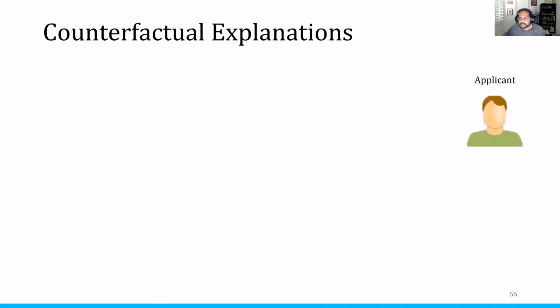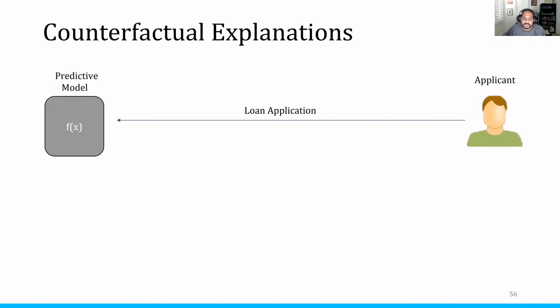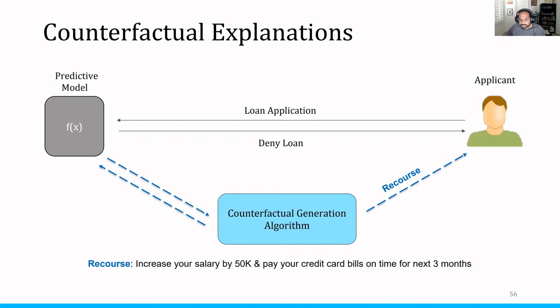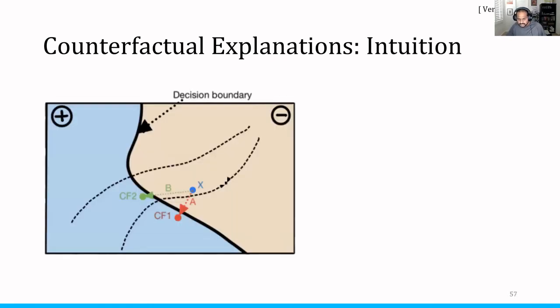So essentially, you can imagine an applicant who's applying for a loan to some predictive model, and the loan gets denied. What the counterfactual generation algorithm would do is look at the predictive model, look at the situation, query it multiple times, and essentially give the recourse to the applicant. Something like increase your salary by 50K or whatever. So the intuition here is essentially you have some X and you have some decision boundary. You want to go on the other side of the decision boundary, right? And we have two different options here because essentially that's the problem.